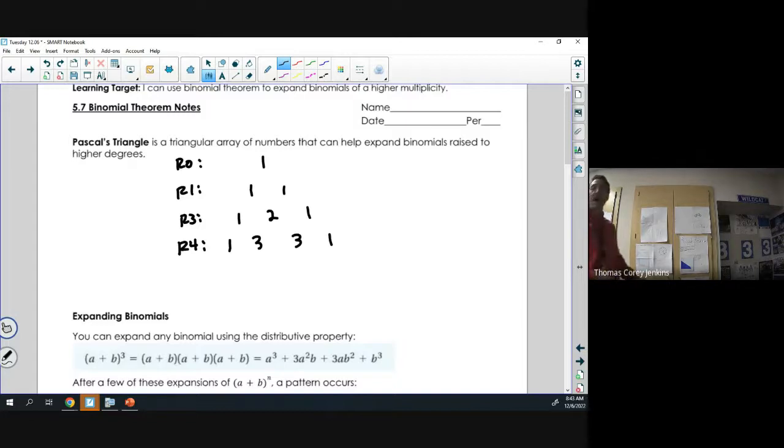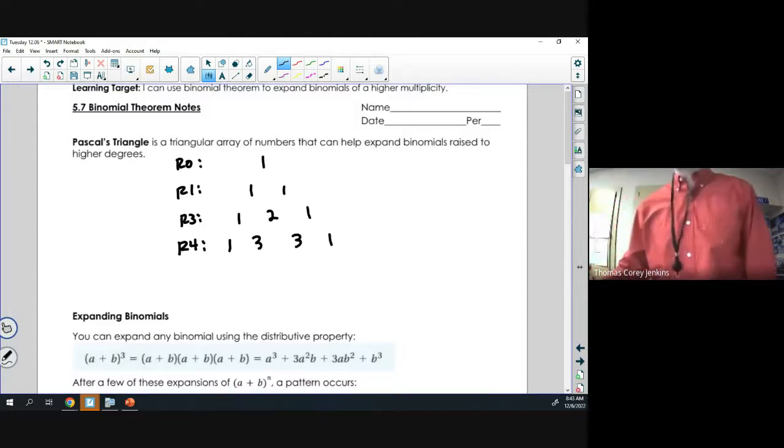So where are we getting the non-1 numbers, right? That would be the question.